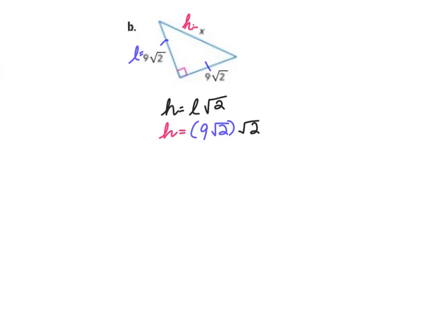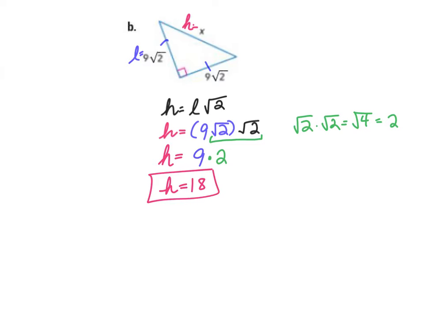Once we're here, we need to simplify out these radicals. We're going to have the square root of 2 times the square root of 2, which is the same as the square root of 4. And if you think back to last week when we talked about perfect squares, the square root of 4 is 2. Solving out your hypotenuse, we're going to have 9 times 2, and again, that 2 comes from simplifying out these 2 radicals. So our hypotenuse is a length of 18. That's how we find the hypotenuse of our 45, 45, 90s.